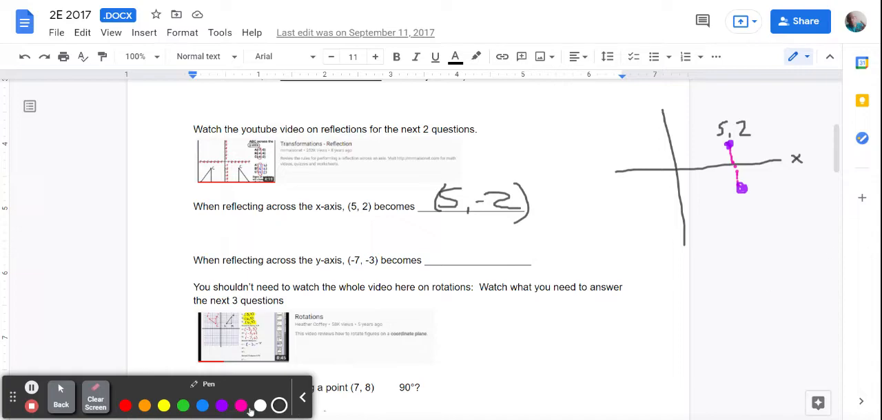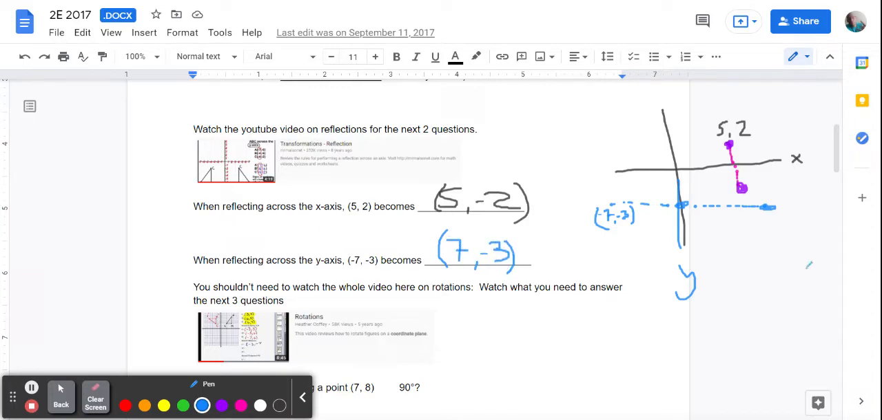Now let's look at a point (-7, -3), so it's down here. We're going to reflect this across the y-axis. Well, this is the y-axis right here. We're reflecting across the y-axis, so we're going left to right. We go over by 7 to the y-axis, then over by 7 again, right? So (-7, -3) becomes (7, -3).